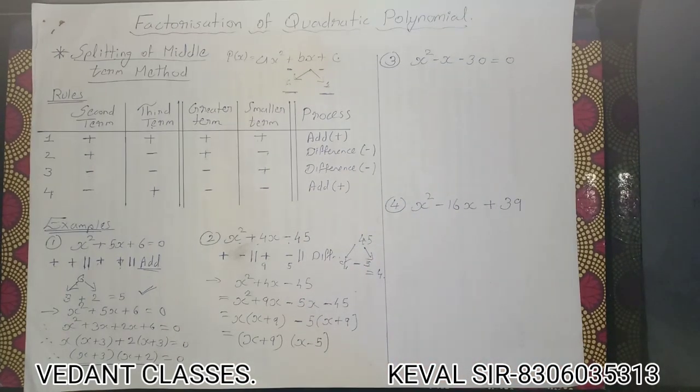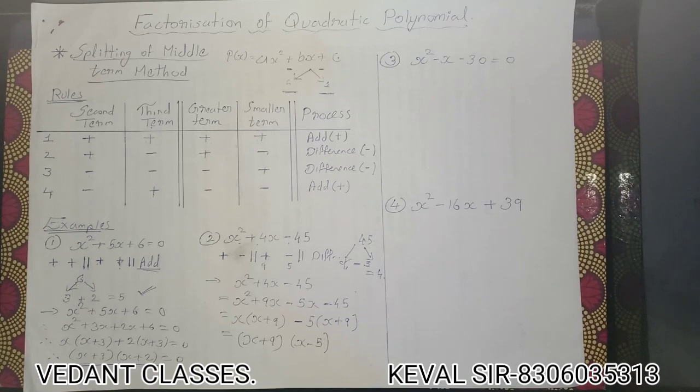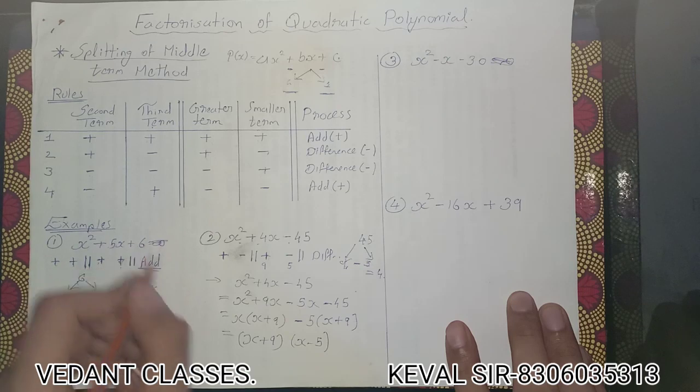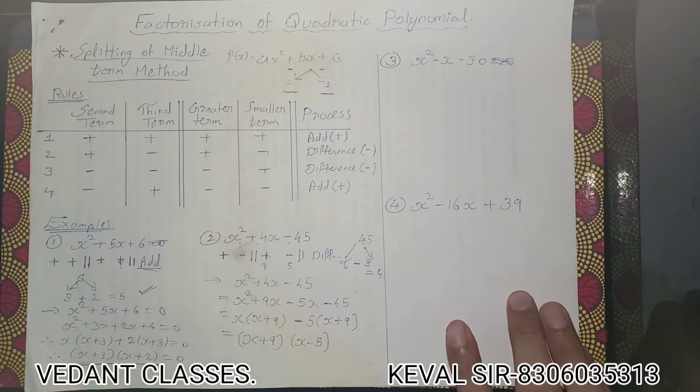Now let's see the next one, that is x square minus x minus 30. You don't need to write 0 right now. You just need to focus on the method.